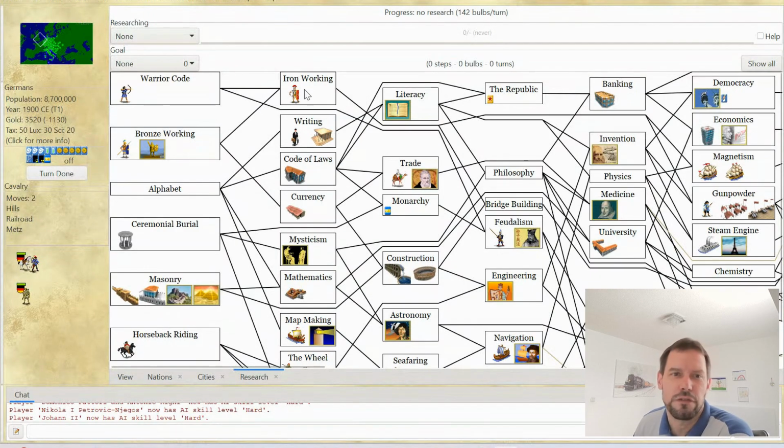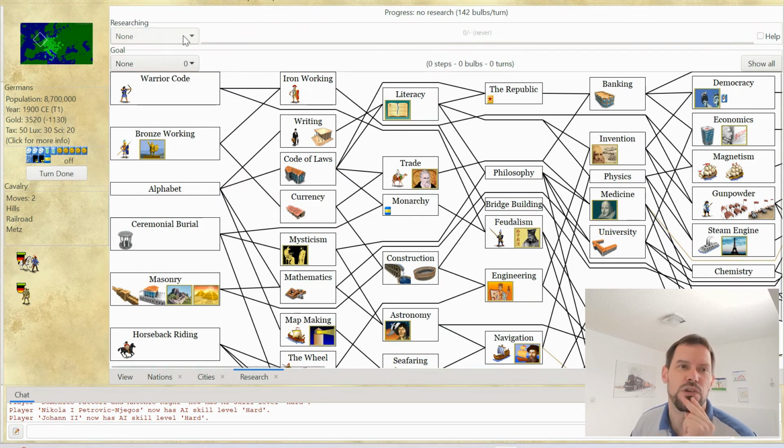Here you see that, for example, if you want to invent the republic, then you need 2 things: literacy and code of laws. So you first have to invent code of laws before you can invent the republic, and you first have to invent literacy before you can invent the republic. However, with republic, you can later on invent banking. This is how you read this.